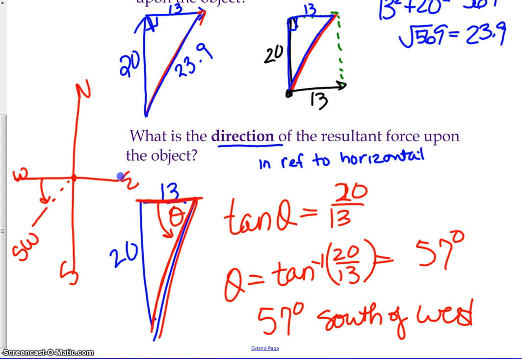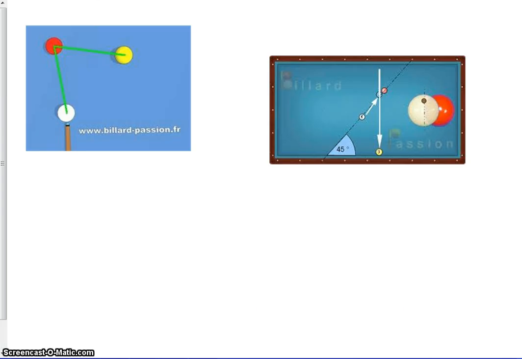I don't care if you put south of west or southwest. Up here in the first quadrant is northeast, and the second quadrant is northwest, then southwest, southeast. Okay? So south of east, southeast. Since we're always taking it to our horizontal, it's going to start with north, south, east, or west. All right.